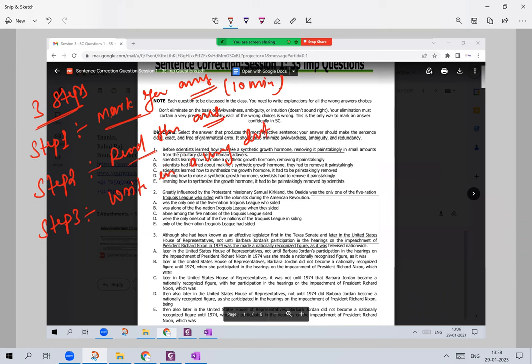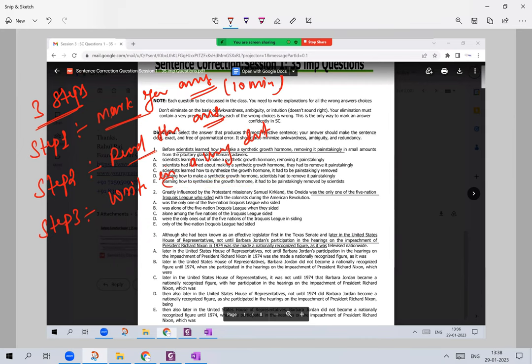Write in a very detailed way, properly, why option number one is wrong. Don't simply write "modifier error" and say option number one is wrong. Don't write all this stuff. Write a very detailed answer. E says learning how to synthesize the growth hormone. Please write who was learning how to synthesize the growth hormone. It was scientists that should learn how to synthesize the growth hormone.